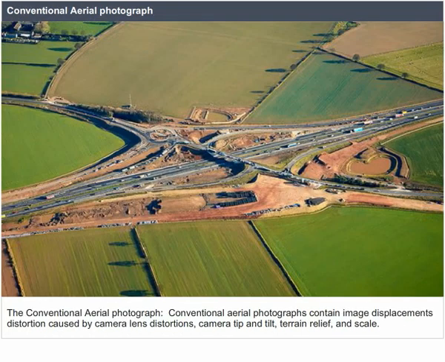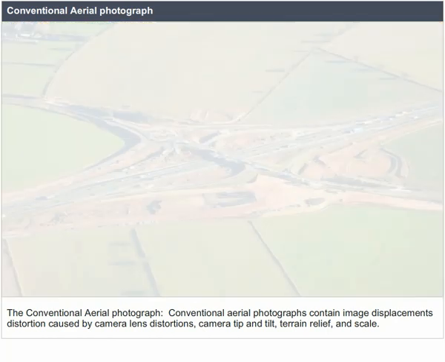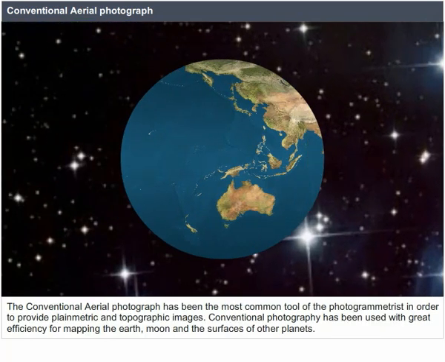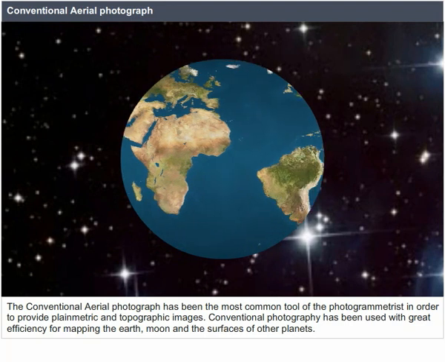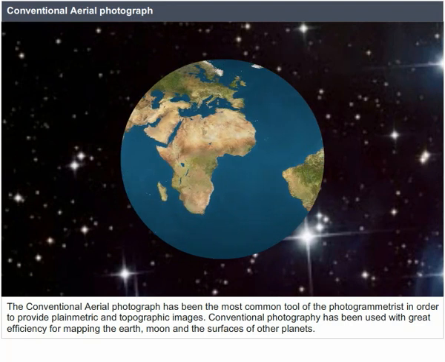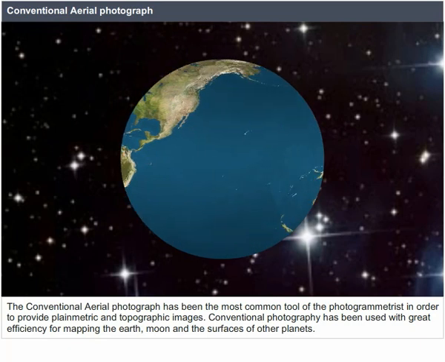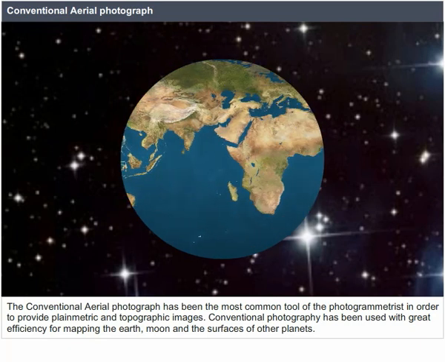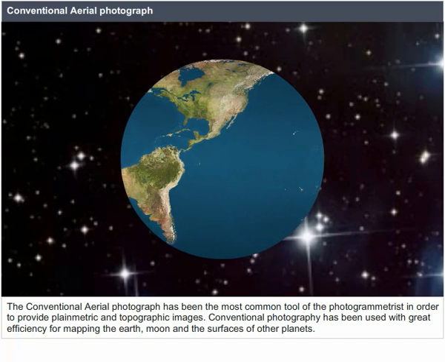The conventional aerial photograph. Conventional aerial photographs contain image displacements, distortion caused by camera lens distortions, camera tip and tilt, terrain relief, and scale. The conventional aerial photograph has been the most common tool of the photogrammetrist in order to provide planimetric, metric, and topographic images. Conventional photography has been used with great efficiency for mapping the Earth, Moon, and the surfaces of other planets.